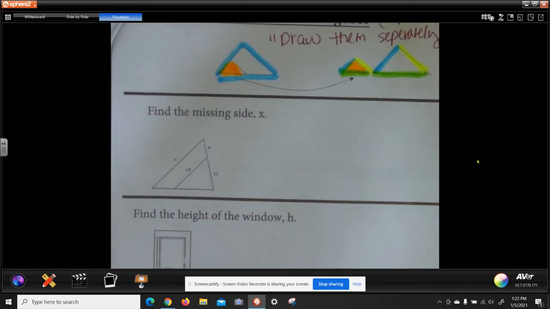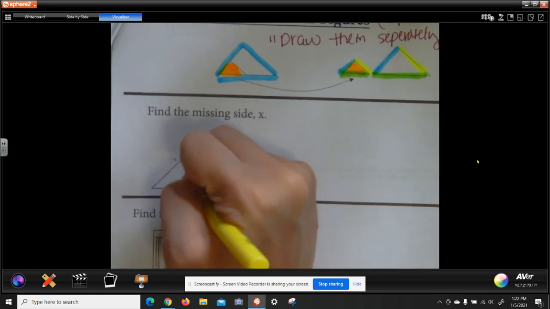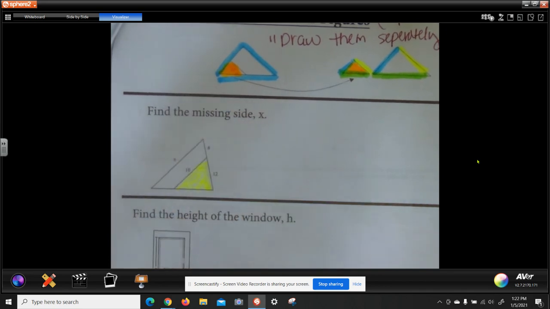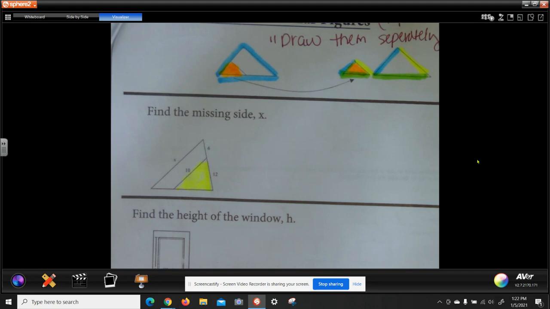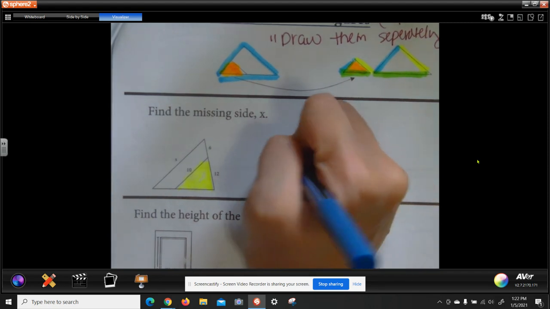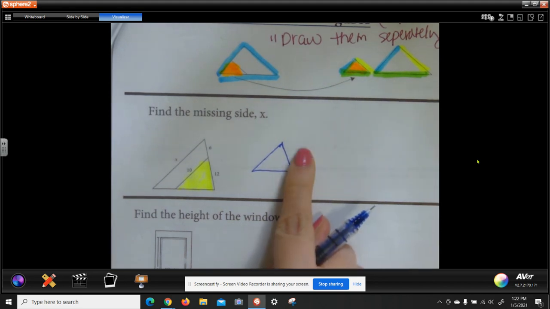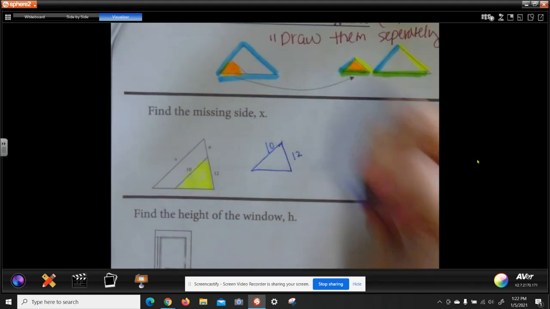Again, we need to look at the triangles. Do we see the little one inside? This little one inside. Okay. So I'm going to separate. I'm going to do the two triangles. So I have this little one. And make sure you write the dimensions. This little one has a 10 on this side and has a 12 over here.